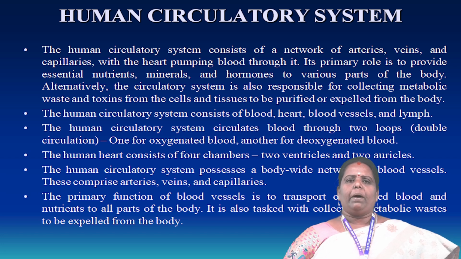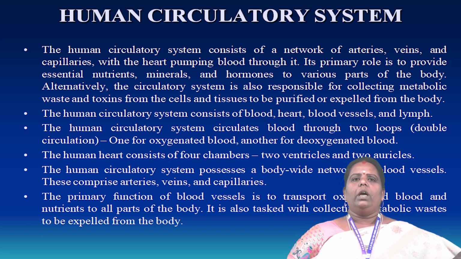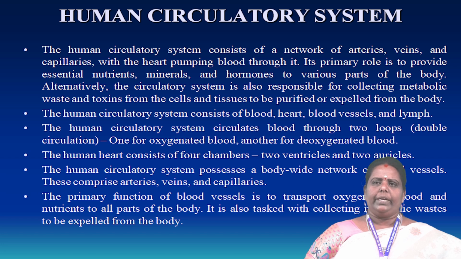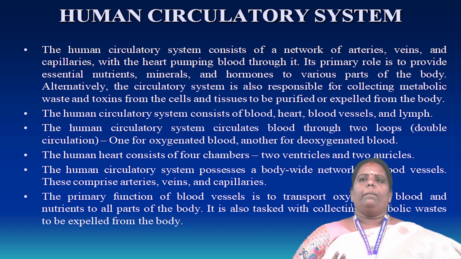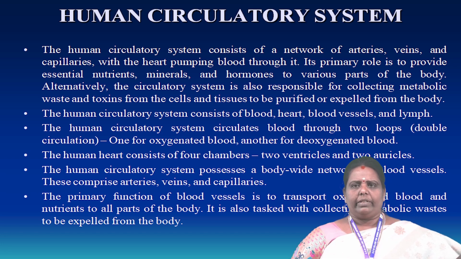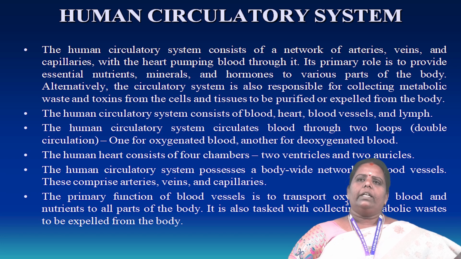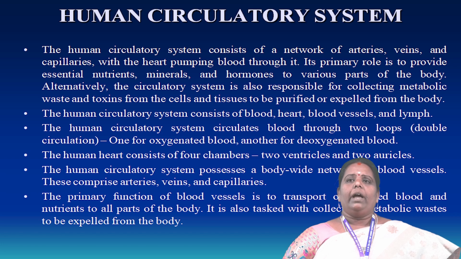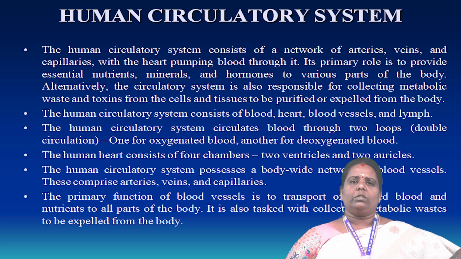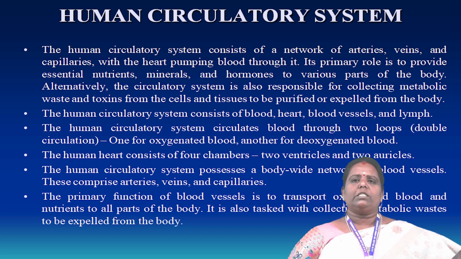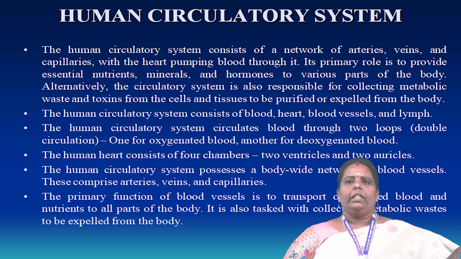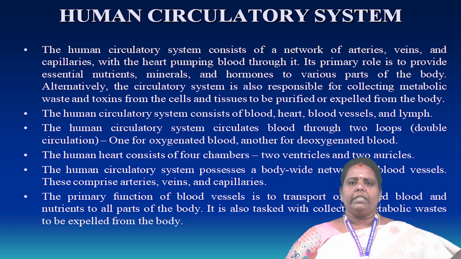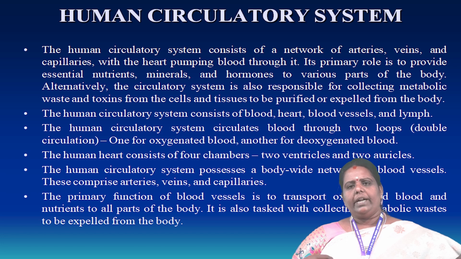The heart is pumping blood through the primary route. It provides essential nutrients, hormones, minerals, and other things to various parts of the body. Alternatively, the circulatory system is also responsible for collecting metabolic waste, taking it from the cells and tissues, so it is purified and expelled from the body. The human circulatory system consists of blood, heart, blood vessels, and lymph nodes.